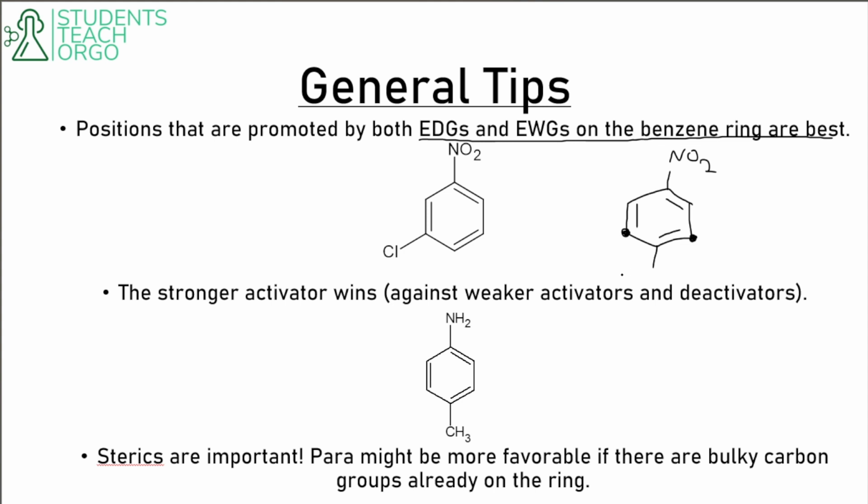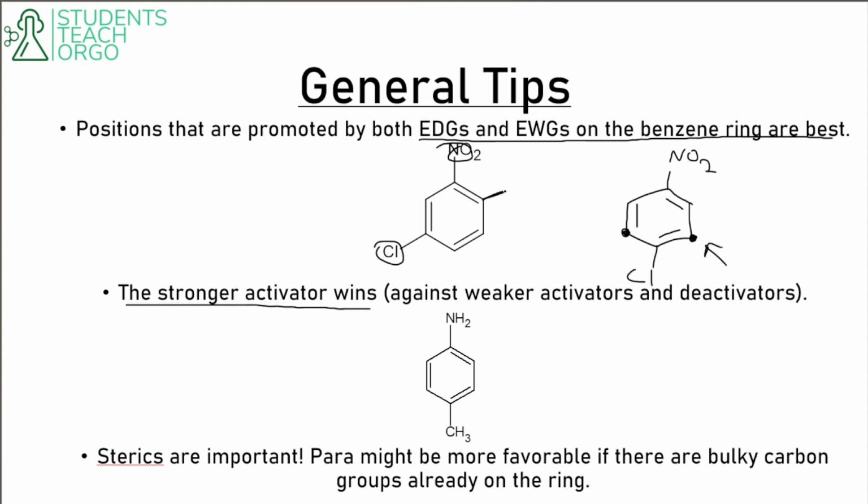And if you have a chlorine here, well, this is a reinforced position right here. This is the best position for anything to go on, because the chlorine is going to promote ortho and NO2 is going to promote meta. The stronger activator wins. So in this case, chlorine is the stronger activator than NO2.